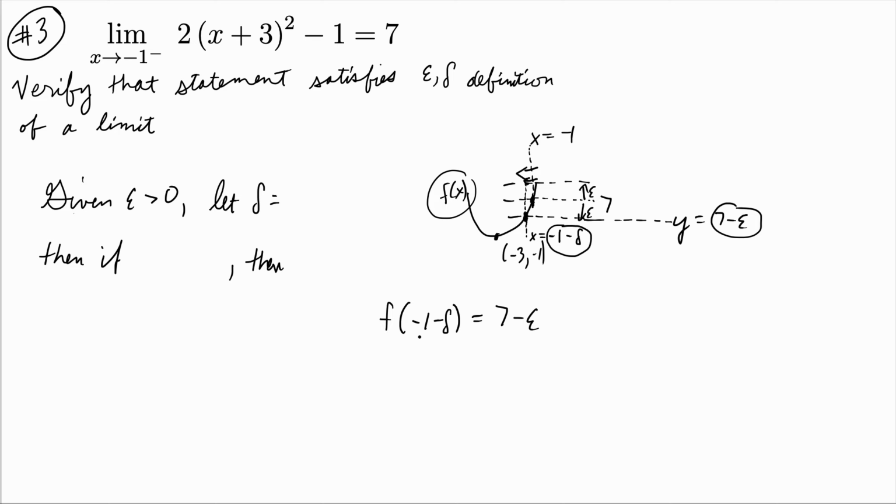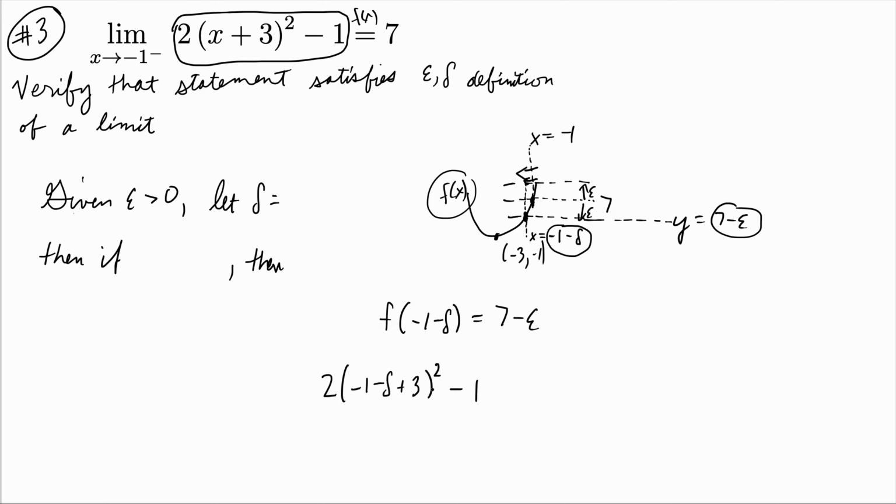The function, all right, is this. So we can think, okay, we're plugging this in for x, so -1 minus delta plus 3, quantity squared, minus 1. All right, so that's the function. So the function is really this part right here. This is the function, that's f of x. Okay, so we just plugged in -1 minus delta into the function.